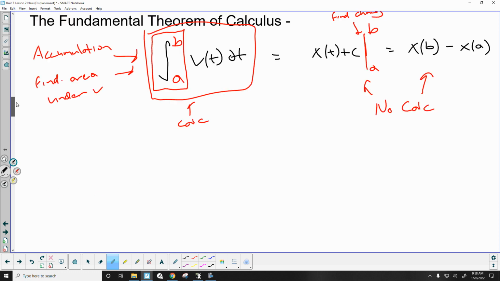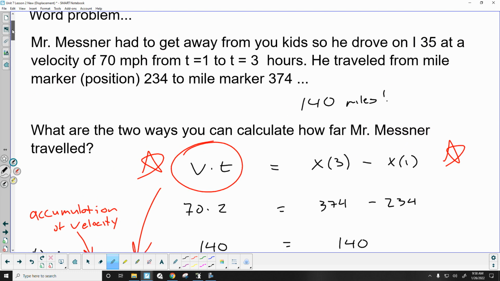We go back to the beginning to talk about how far do I travel. There's 2 ways to do it. Velocity times time or change in position. Keep that in your brain. Okay? There's 2 different ways. Velocity times time, change in position to find a displacement.